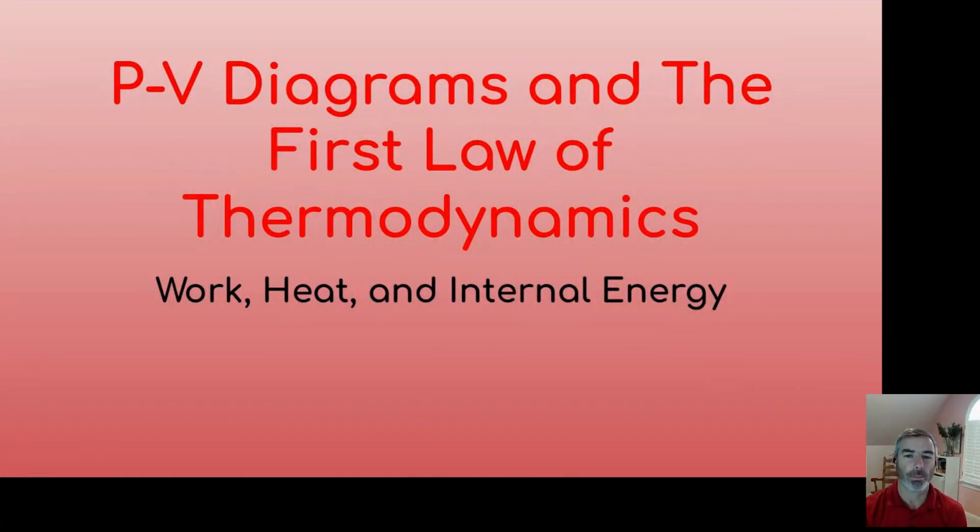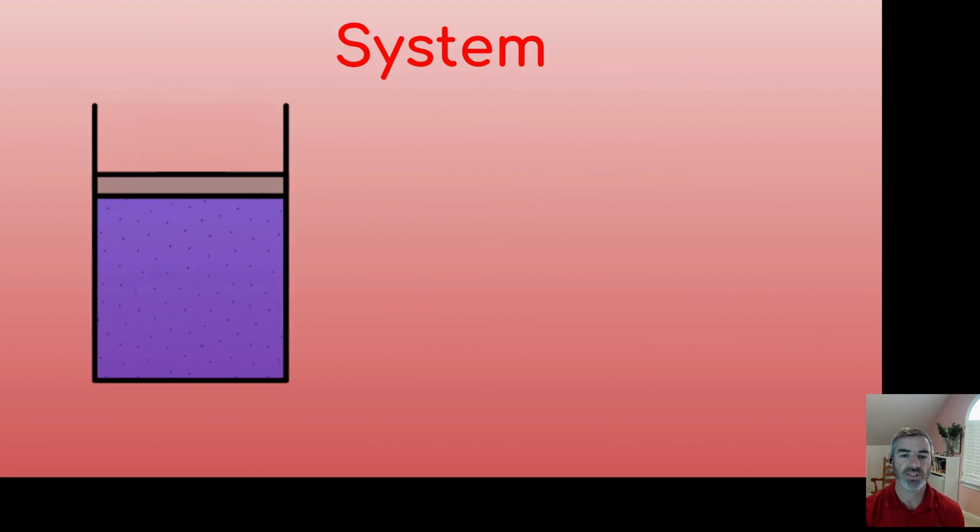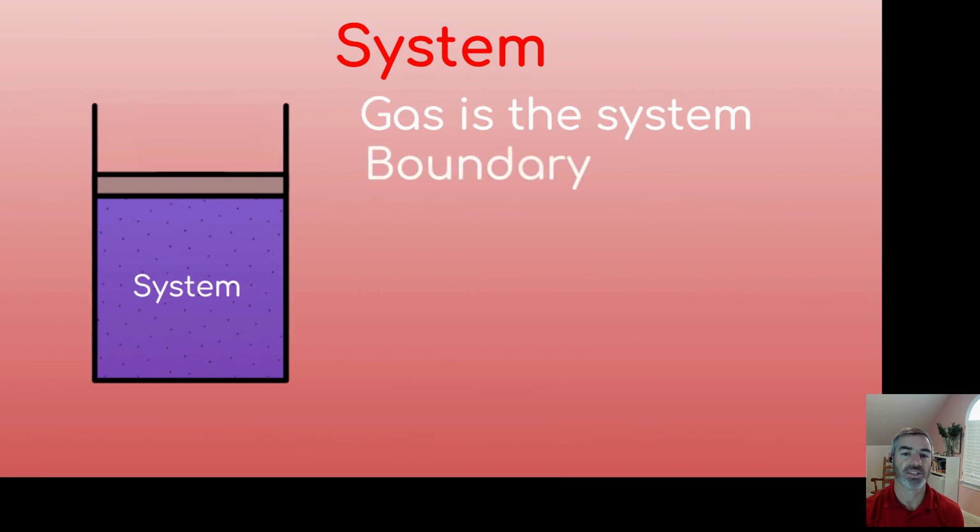In this video, we're going to talk about PV diagrams and the first law of thermodynamics, which involves work, heat, and internal energy. So first, we're going to define what the system is going to be for these types of questions. Our system is going to be defined as the gas, a gas that's in an enclosed container.